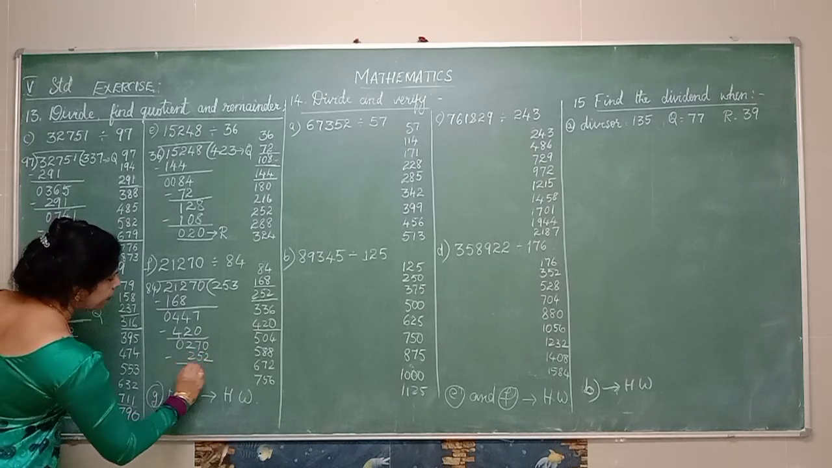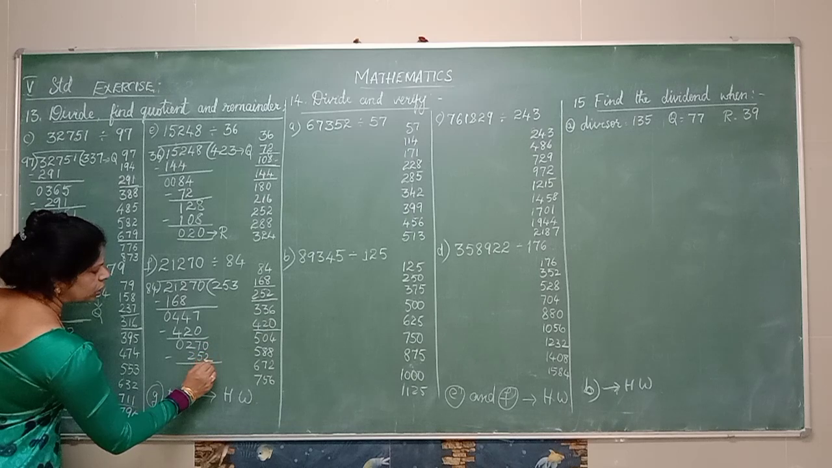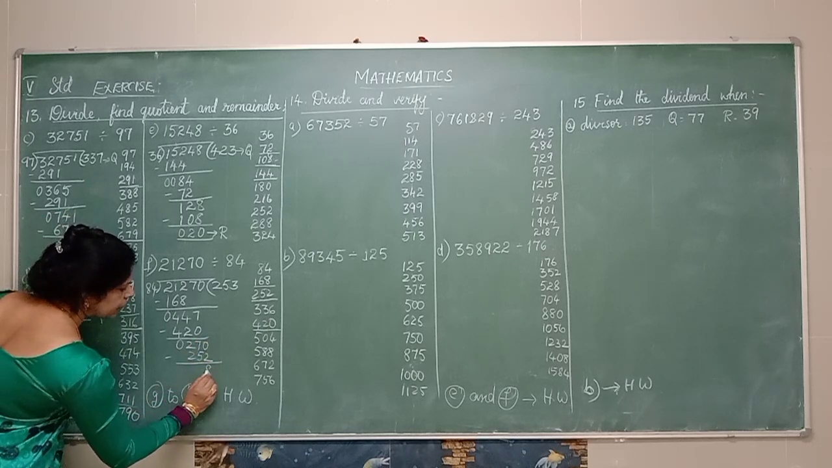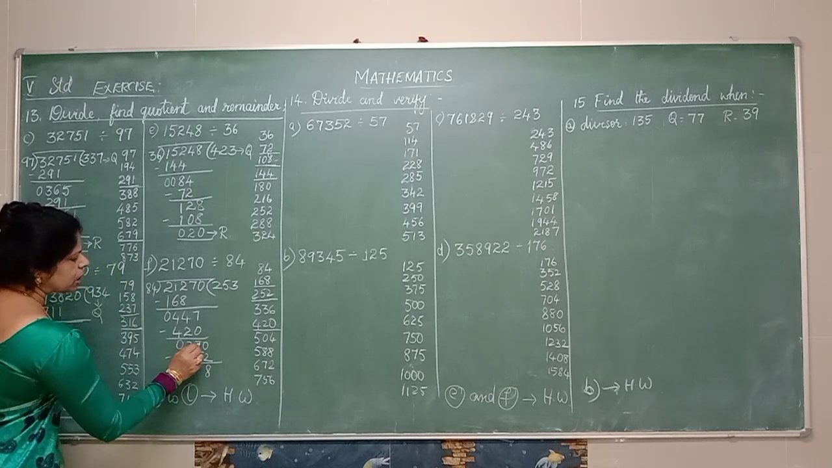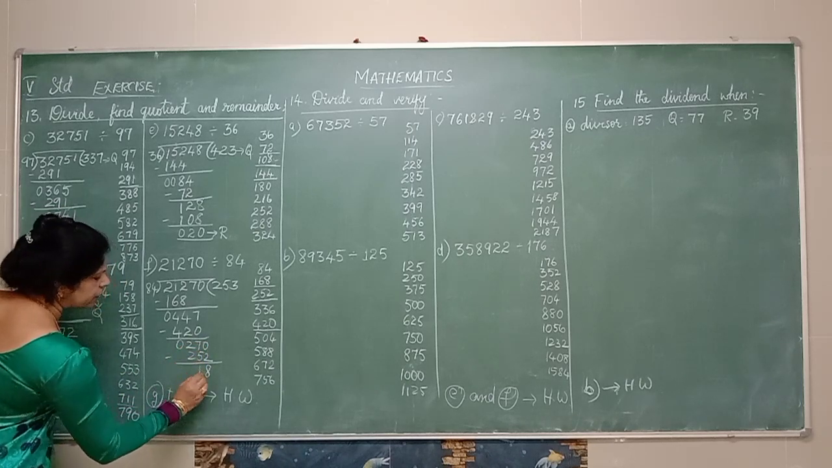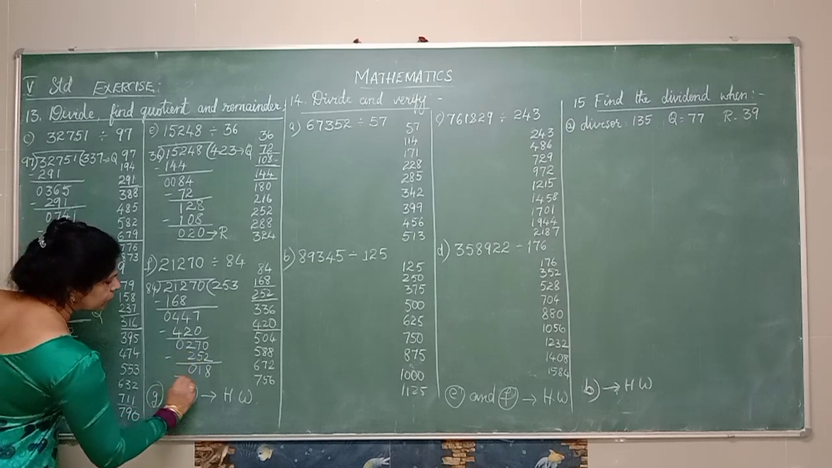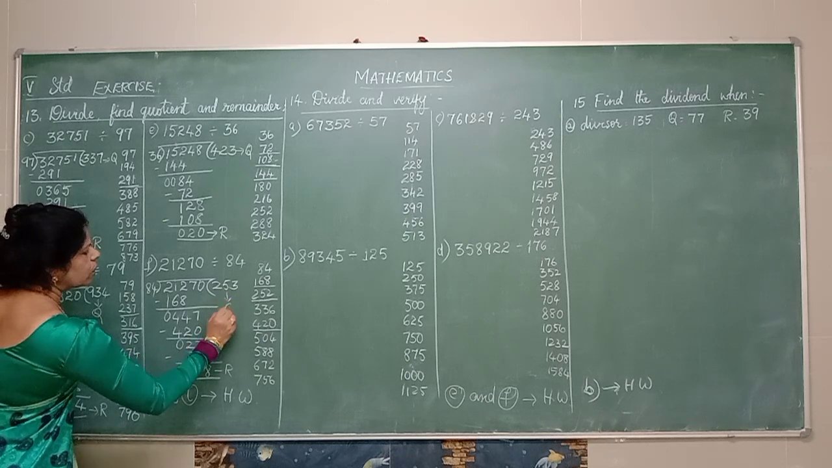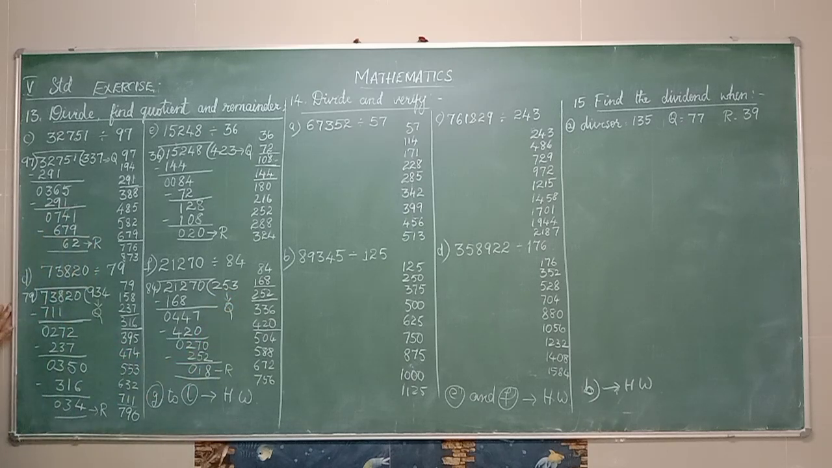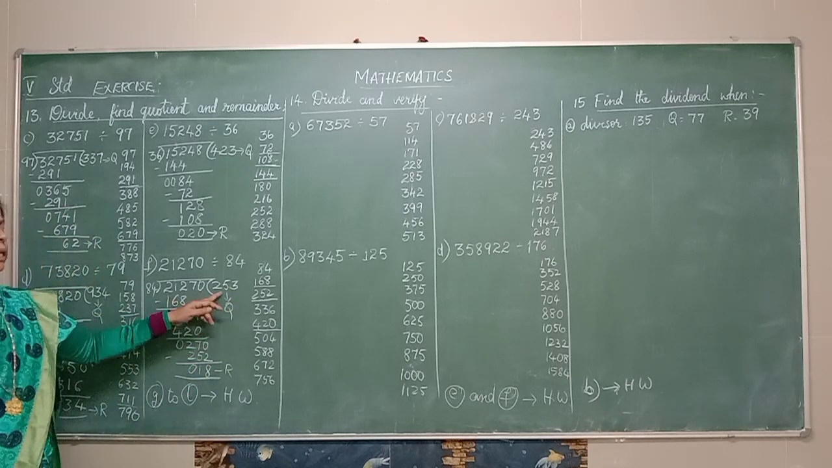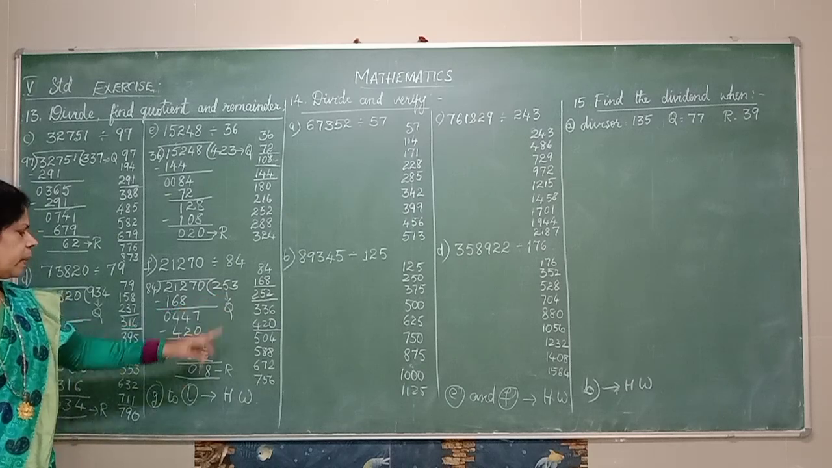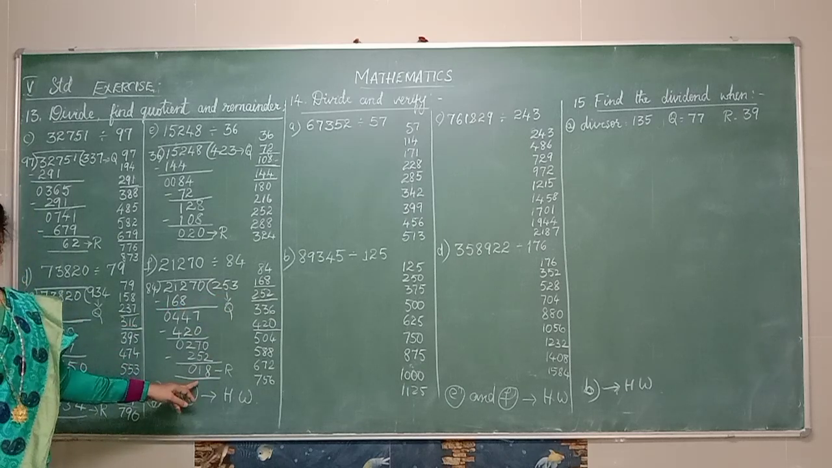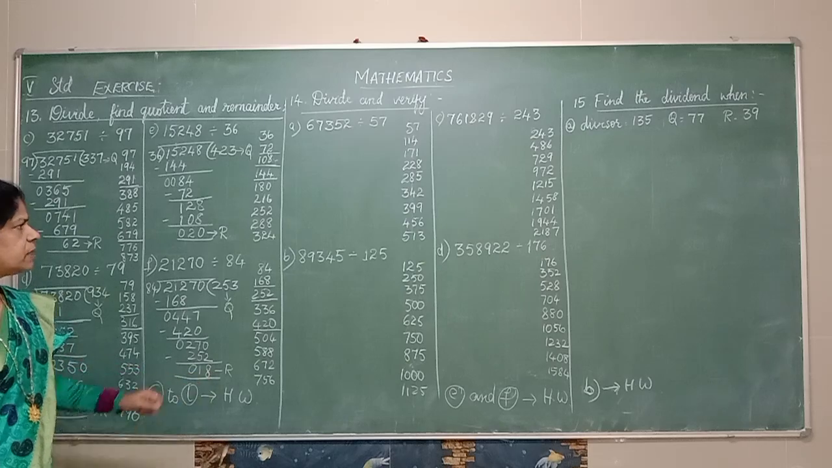252 minus. So from 0 you cannot minus 2. You are borrowing. This becomes 10. 10 minus 2 is 8. What is remaining here? Because 1 is already gone there. So 6. 6 minus 5 is 1. 2 minus 2 is 0. So this will be the remainder and this will be the quotient. So you can write down quotient is equal to 253 and remainder is 18.